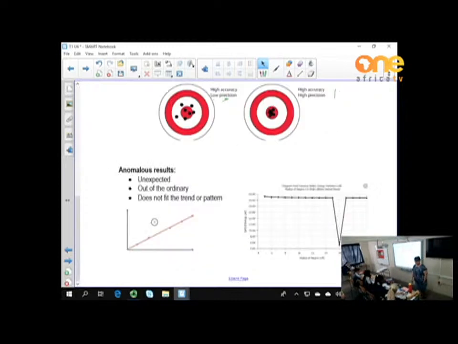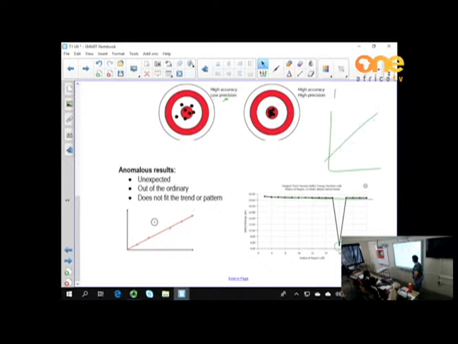Anomalous results. What's an anomalous result? One that doesn't fit the pattern. How do we treat anomalous results? We ignore them. You can try and retake the reading. Sometimes it does solve that. Sometimes it's not always possible to go back and retake the reading, because you take your readings and then the next day you plot your graph. So maybe it's not possible to go back.